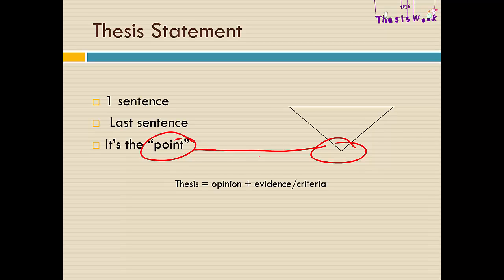Let's go back to Sir John A. Let's say that my opinion is that Sir John A. was a good leader. For the opinion portion of my thesis statement, I could write, Sir John A. Macdonald was an effective Prime Minister. Now, the simplest way to connect the opinion and the evidence and criteria is to use the word because. There are more sophisticated ways that we can discuss later, but for right now, because will do.